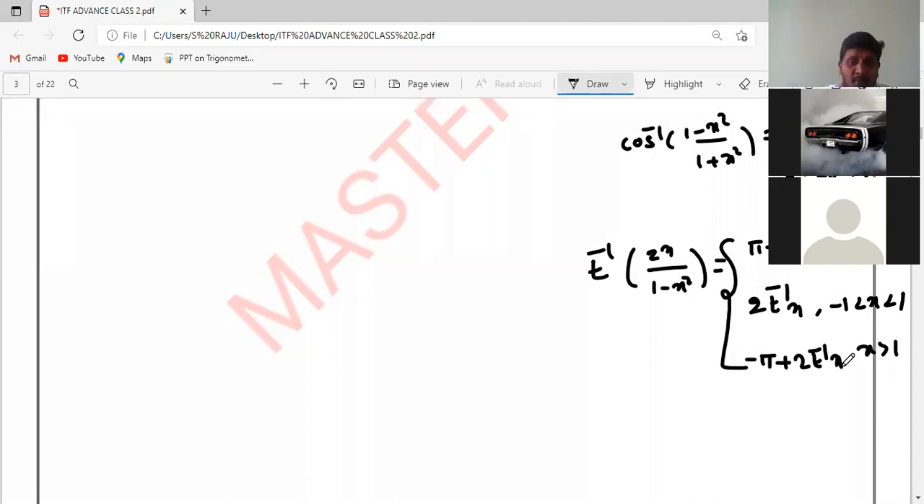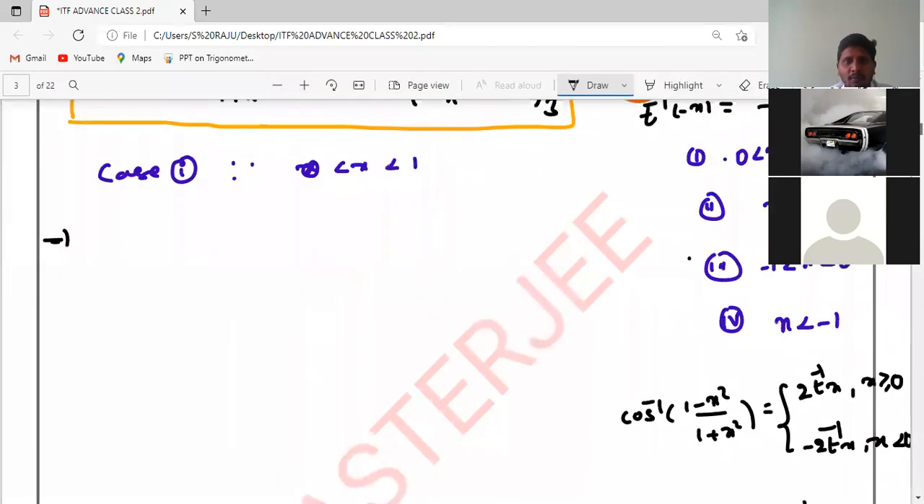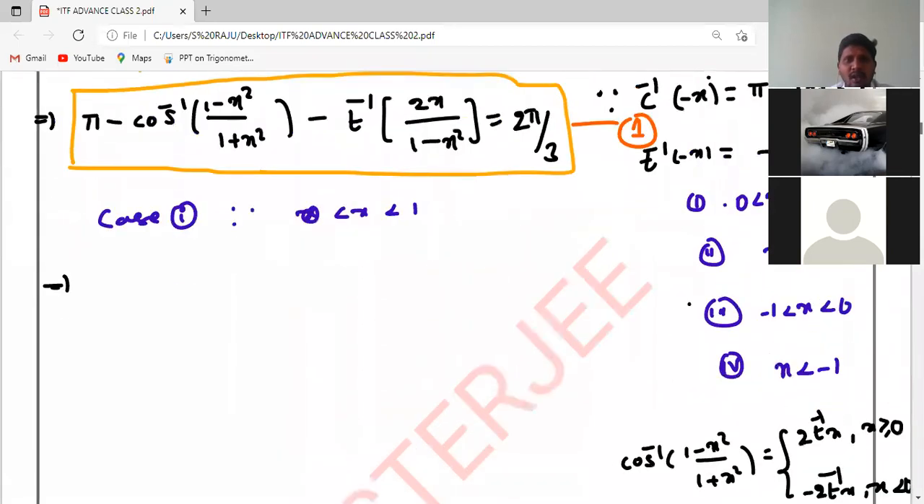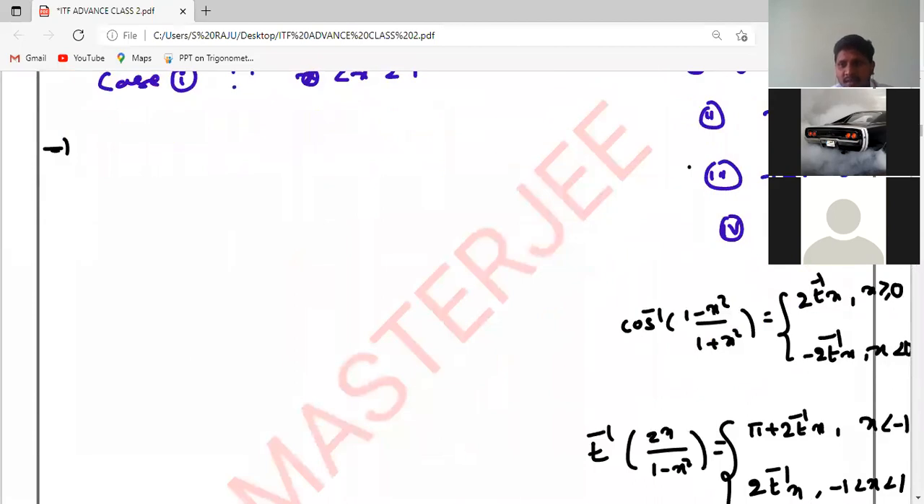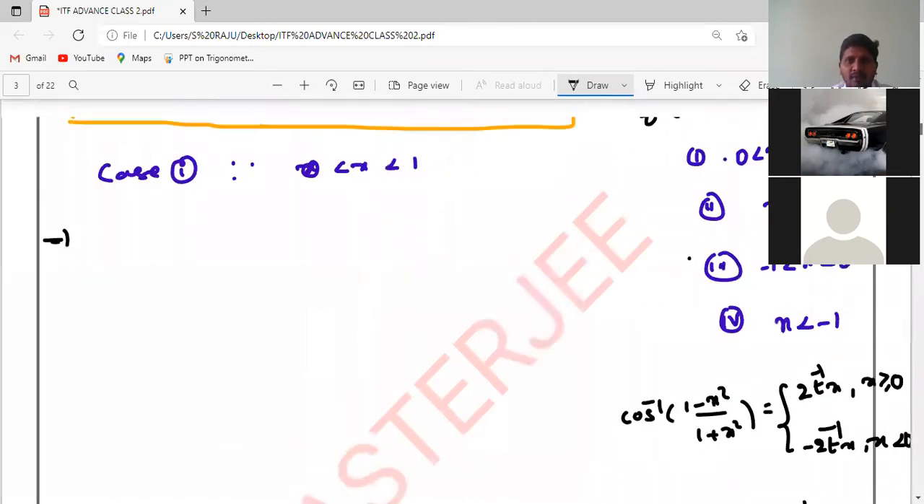Everyone remember the properties. If you know the properties, all advanced questions are easy, especially in inverse trigonometric functions. With the help of these formulas, here 0 is less than x less than 1. Is x positive or negative?